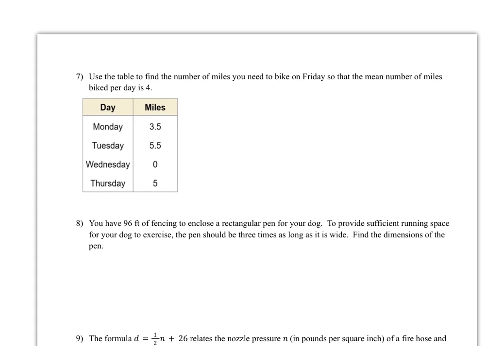On this guy, it says, use the table to find the number of miles you need to bike on Friday so that the mean number of miles biked per day is 4. Okay, and then they give us a table. So not only are they giving us a sentence with information, but they're also giving us a table of information. So first off, I want to break down the sentence.